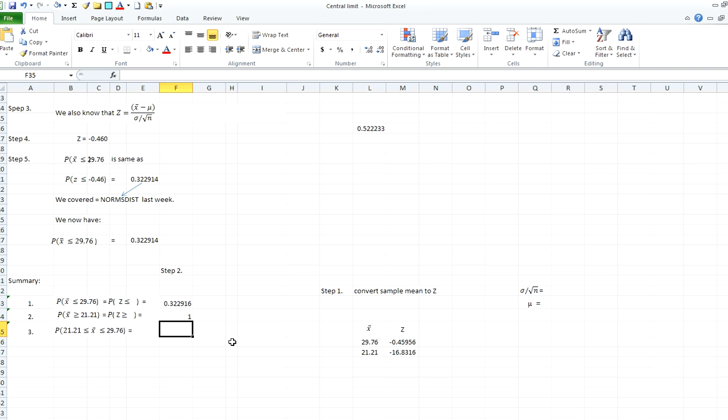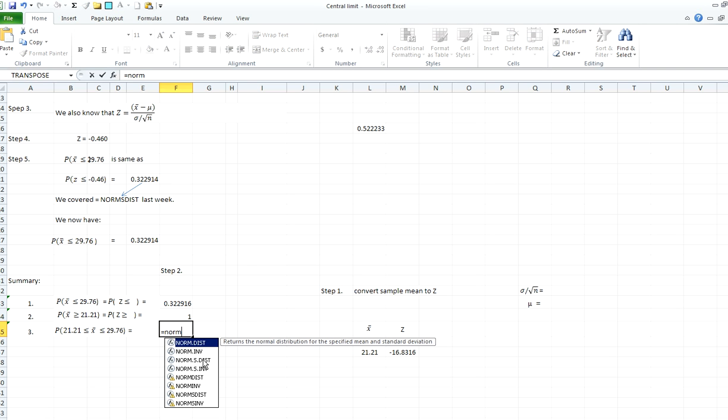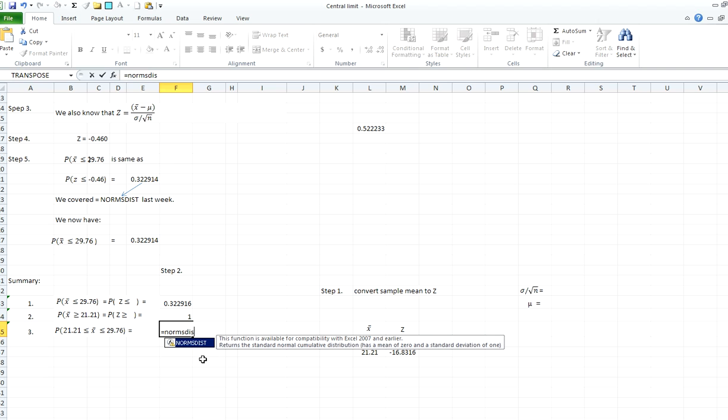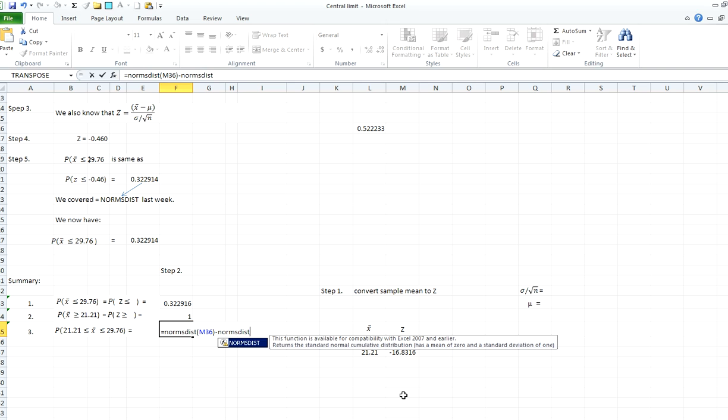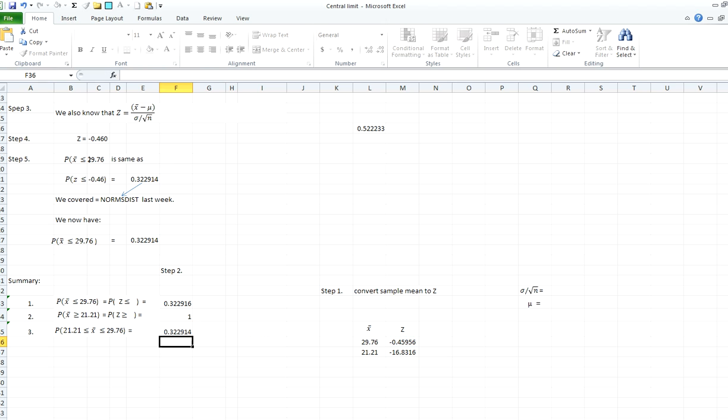And to find out the in-between probability, you just have to use equal to NORMSDIST of the large number, which is the upper tail, which is this number, minus NORMSDIST of the smaller number, which is this number. That will give you the probability that x bar is between these two numbers.